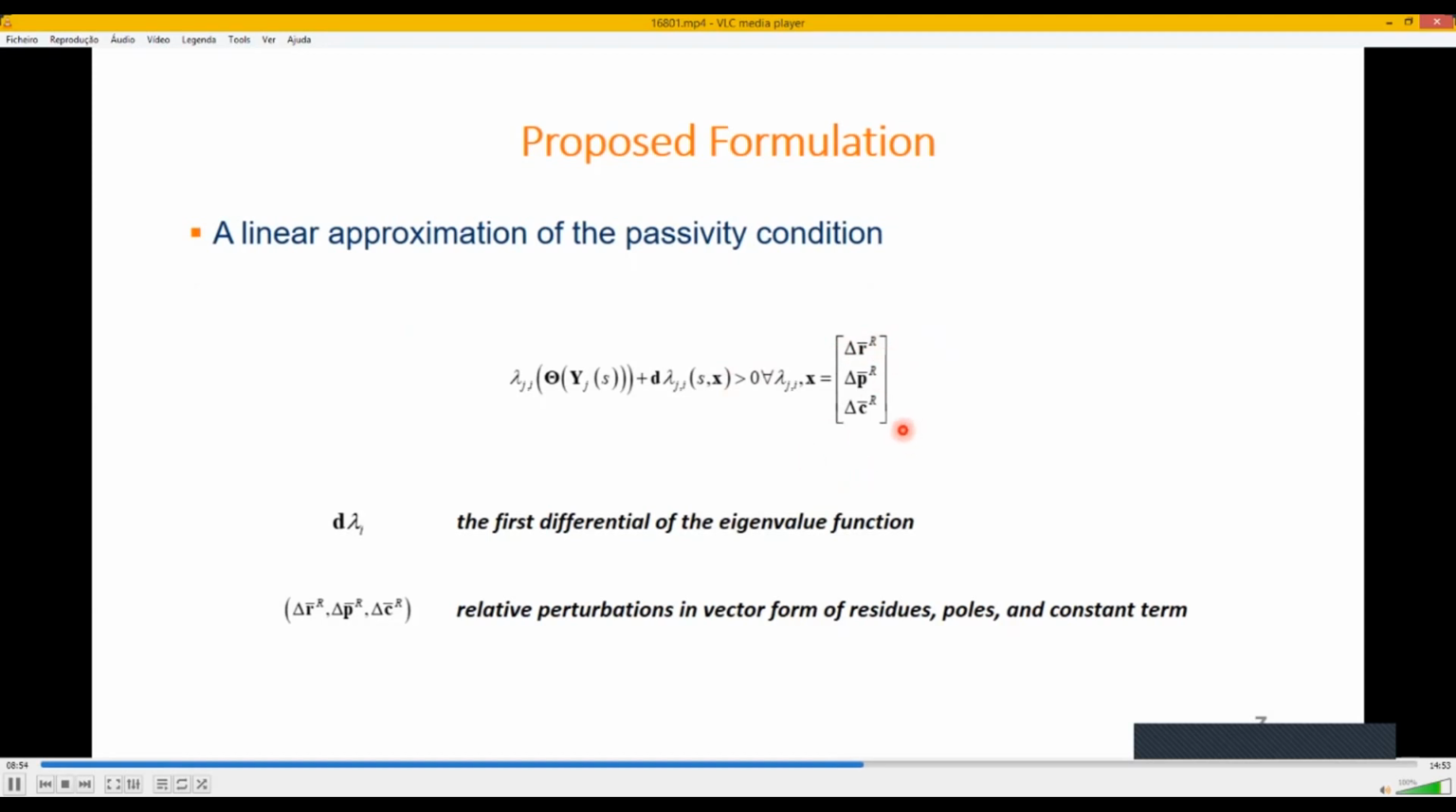Here, you can see the relative perturbations in vector form on the right-hand side. This is the perturbations of residues, poles, and constant term. The details of the first differential of the eigenvalue function are available at the appendix of the paper, so the readers who are willing to implement this technique can find all the details at the appendix.